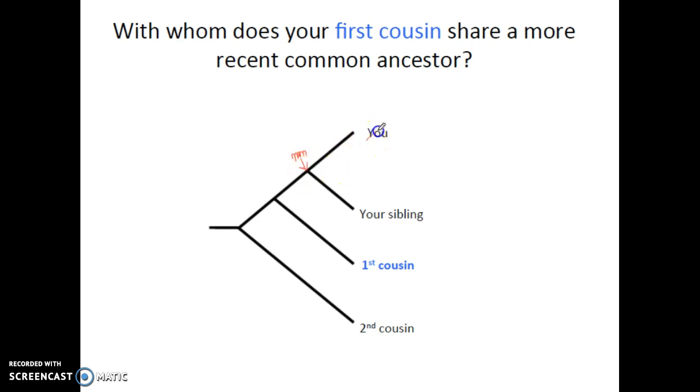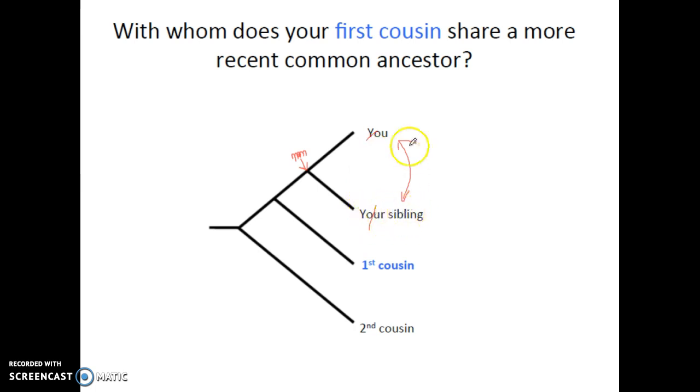If you switch this, if you change this into your sibling and change this to you, if you turn these two around and have this branch twist around, you will see that you and your sibling still have the same relationship.